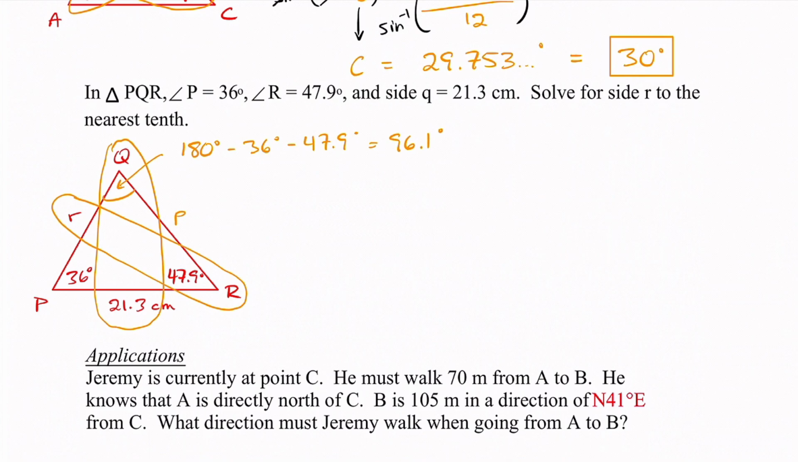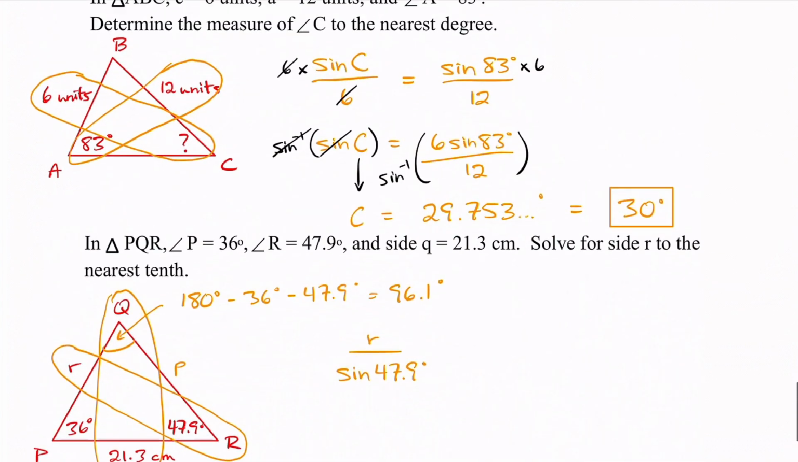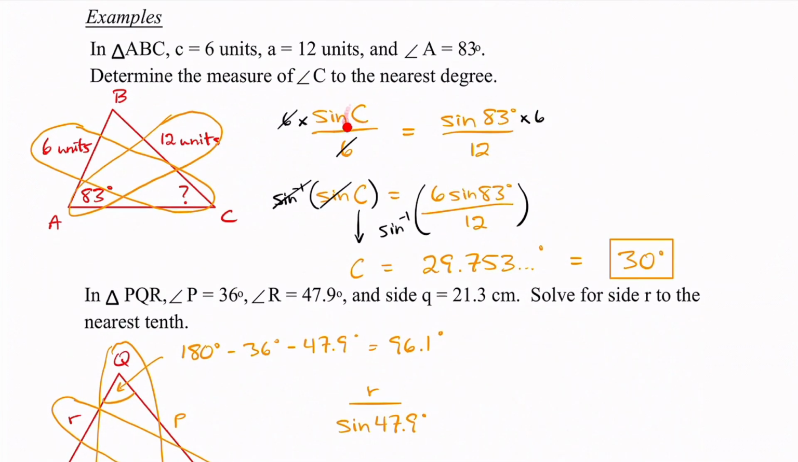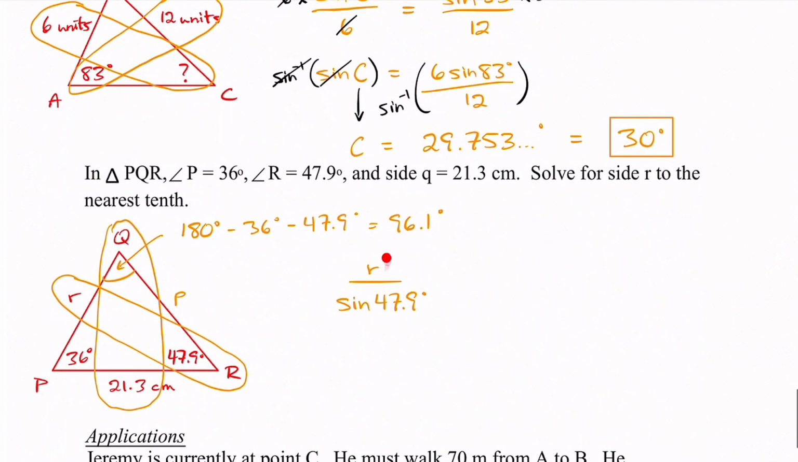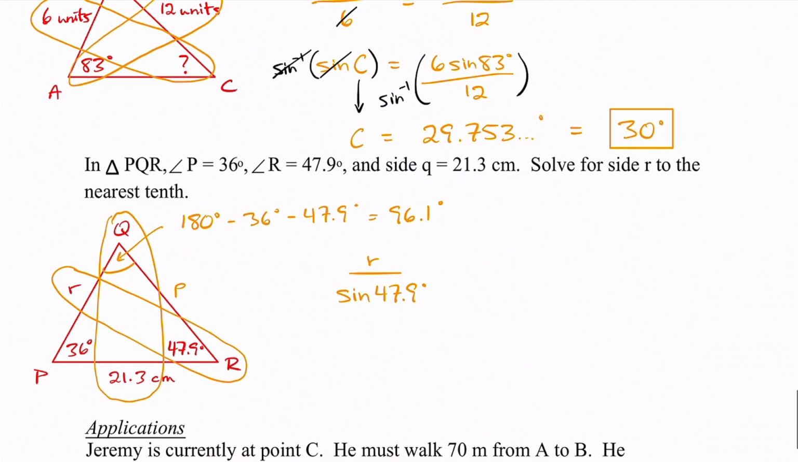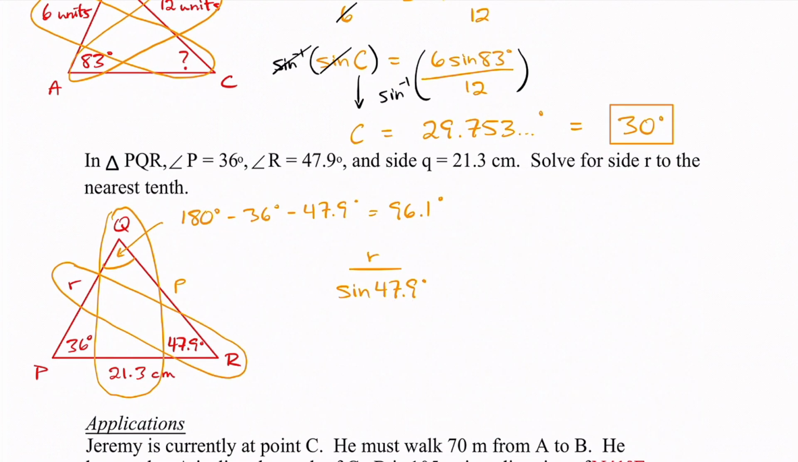So now I have this matching side and angle with that other matching side, so I can use my sine law. I'm going to set it up with r over sine of angle R, so that's 47.9 degrees. In this one, I'm putting the side on top because I'm finding the side, and it's always going to be easier if it's in the numerator. If we compare with the last one, I put the angle on top because we were finding the angle. Now we're finding a side, so put the side on top instead of the angle. And just so I don't confuse anyone, the angle always has to go with sine. You can't put a side in with sine. The angle is always with sine.